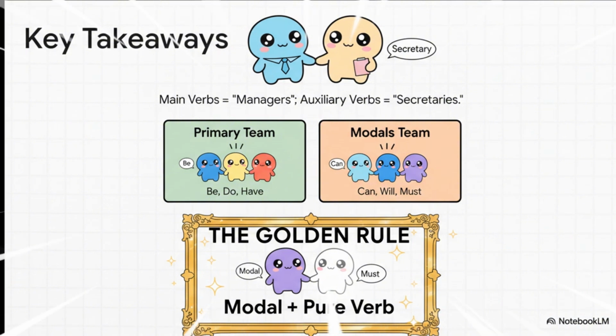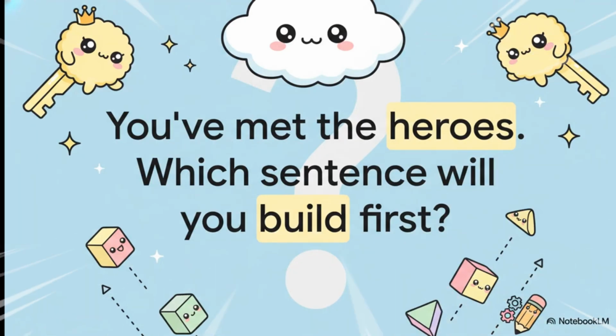Okay, so to wrap it all up, here are your key takeaways. First, always remember that manager and secretary analogy. It just works. Second, know your two teams, the all-rounder primaries and the specialist modals. And third, please never forget that golden rule. After a modal verb, you always use the pure original verb. No extra letters.